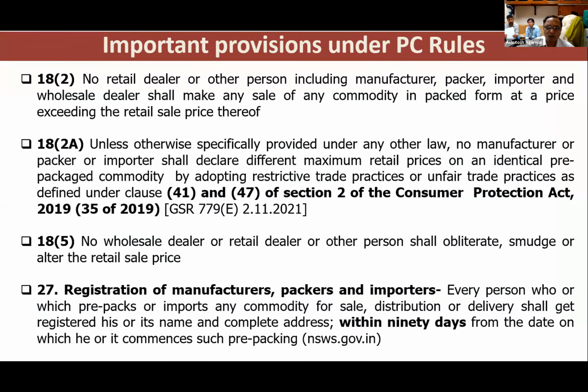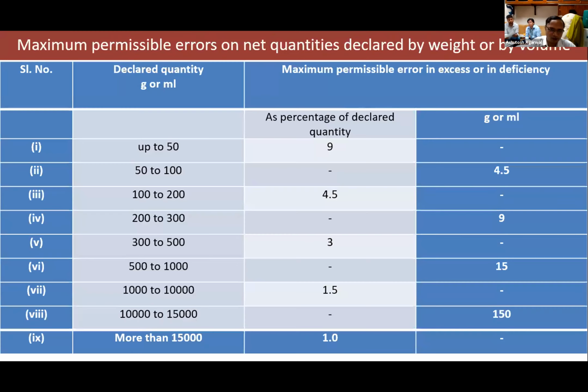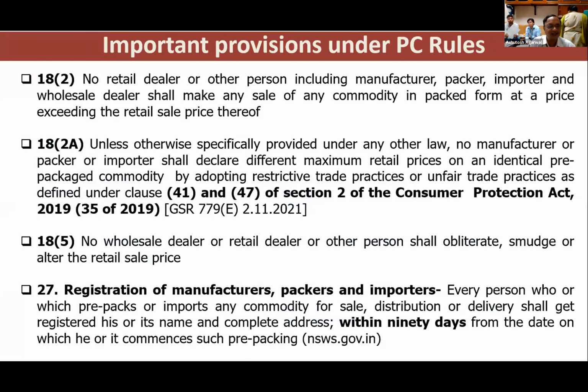There are a few provisions of the legal metrology that no person or retail dealer, including manufacturer, packer, importer, will sell any commodity over and above the MRP. And we used to get a large number of complaints that the selling prices are different, and the shopkeepers are selling at prices which are more than the MRP. And we used to take action as per the law.